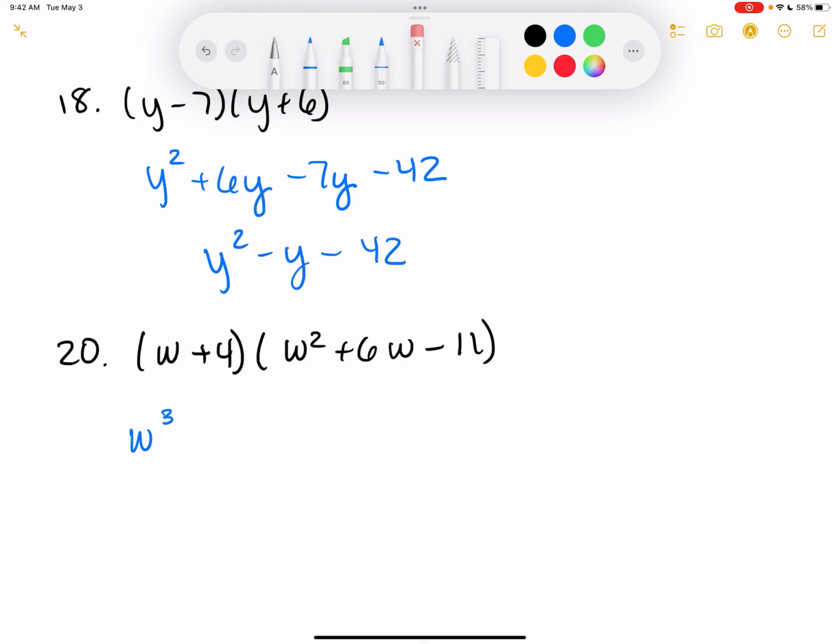A double Y. W plus 6W squared, minus 11W. And then plus 4Y squared. Why do I keep saying Y? No, it is a Y. You just have to add the little double Y. Plus 24, W minus 44. Look at you, you just took over.